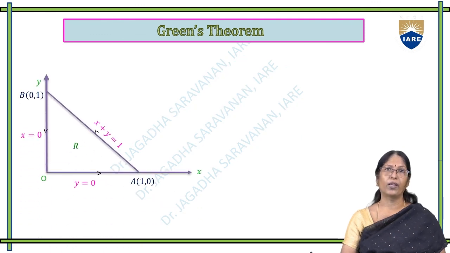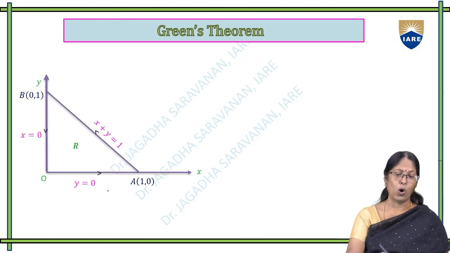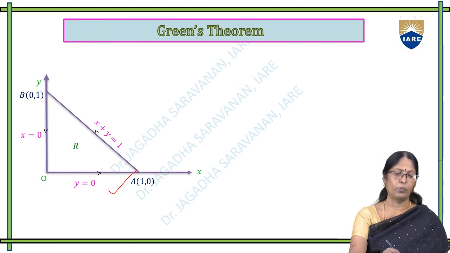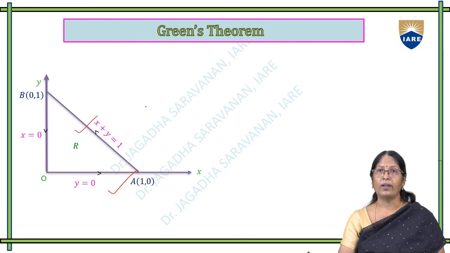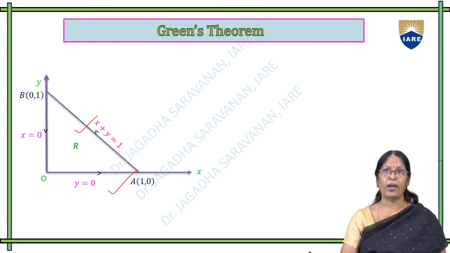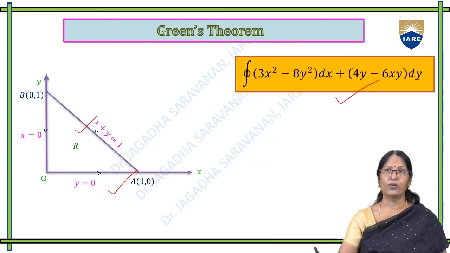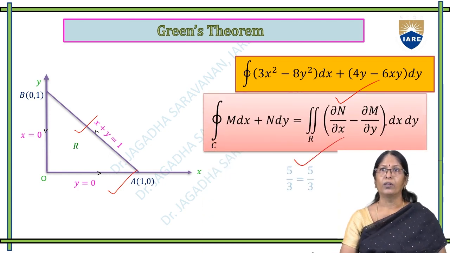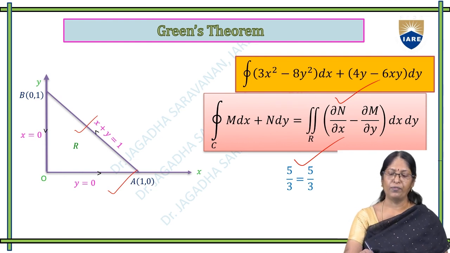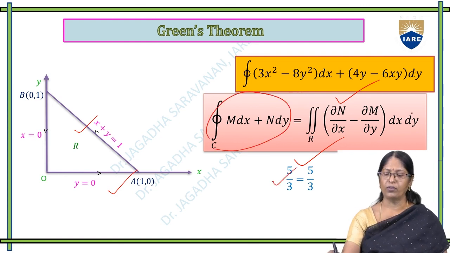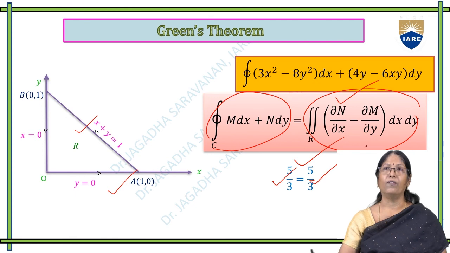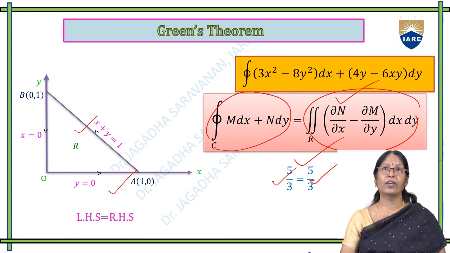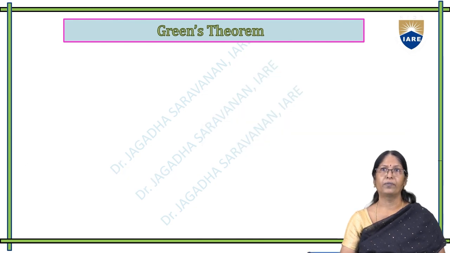So we can see it very clearly. That is the bounded region, what is given. Using that geometrical figure, the right-angled triangle we obtained, and this is our function. So this is our Green's theorem formula. So substituting, our left side value is 5 by 3, and the right side value is 5 by 3. So Green's theorem is verified.